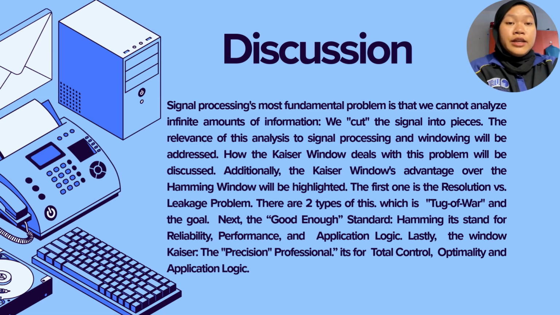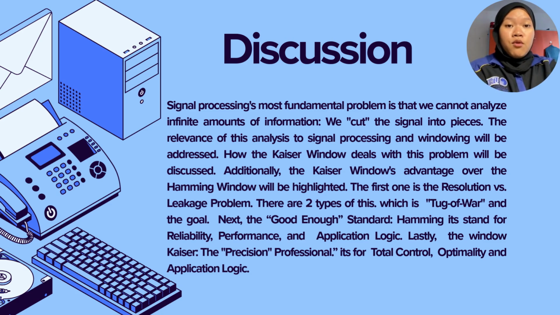For the discussion, the first point is that signal processing is a tug of war between resolution and leakage. If you want a super sharp frequency peak, you will generally have to accept more noise. If you want a super clean signal, the peak gets a little blurrier. We discuss the Hamming window as the reliable set-it-and-forget-it tool. It offers about negative 43 dB of noise suppression, which is good enough for most audio and speech tasks where we need speed and low CPU usage.